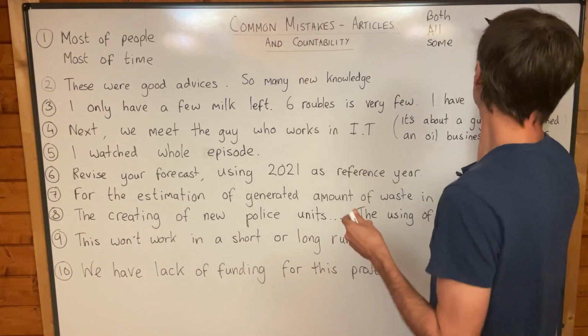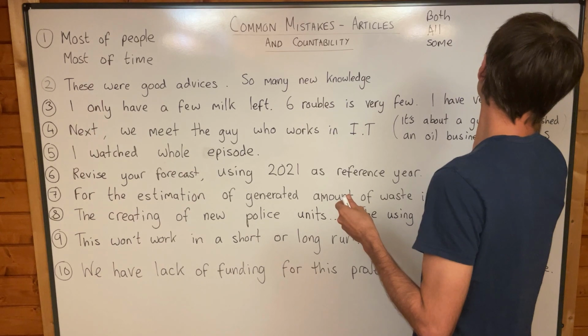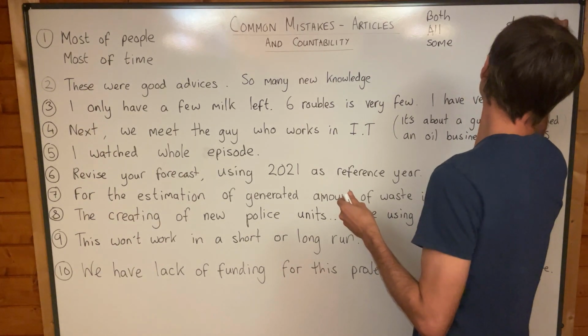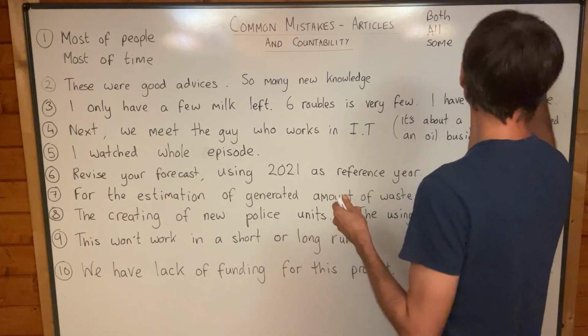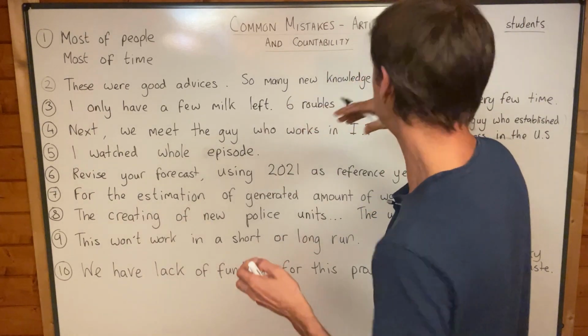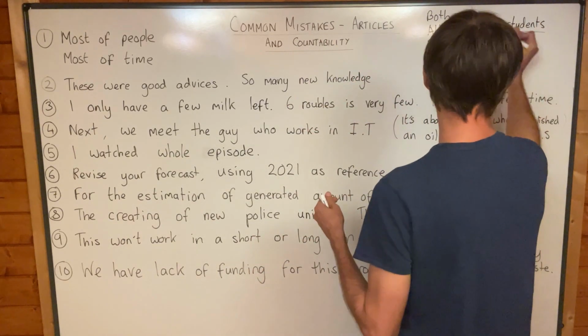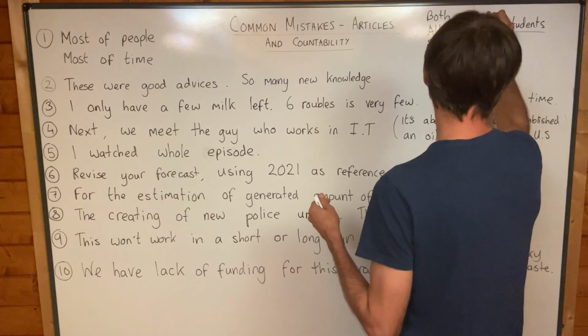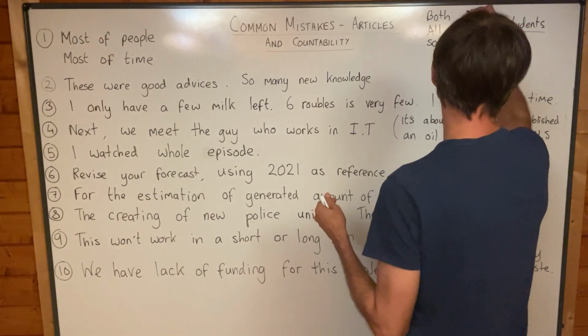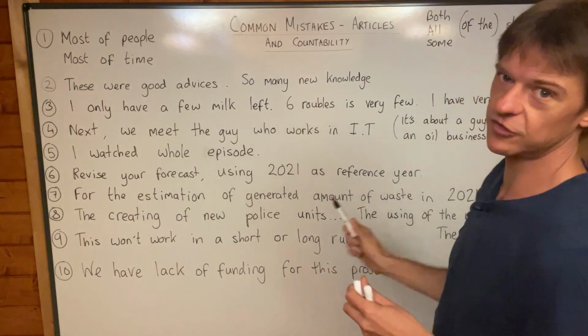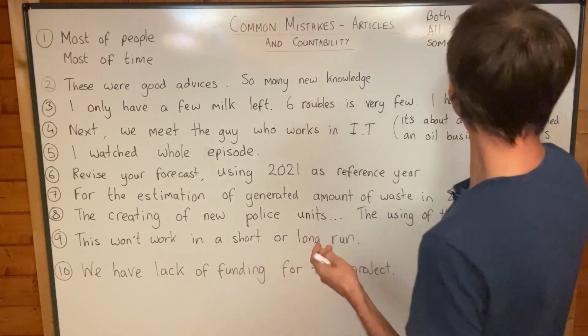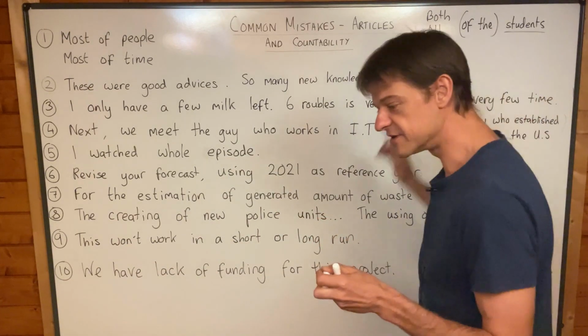We can say both students or both of the students. Yeah, and I'm going to put a plural countable noun there. It's quite important. We can say both students or both of the students. We can say all students or all of the students. We can say some students or some of the students.